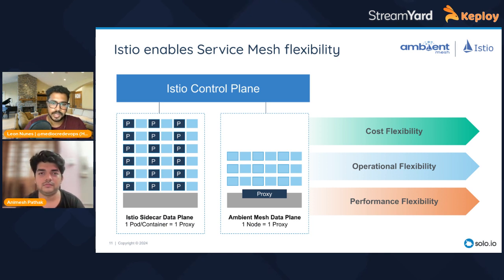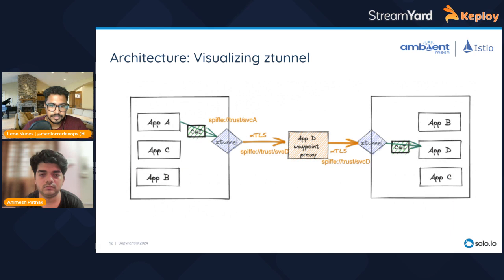Yeah, this is the very same thing. It just gives you an overview of what flexibility you get: cost, operation, performance. This is a very new proxy written in Rust, and it's a very scoped proxy, so they haven't put additional stuff into it. It does only L3 and L4, nothing more, nothing less, just those two. Then they have put L7 in the waypoint, and that can be configured accordingly. That depends on the application.